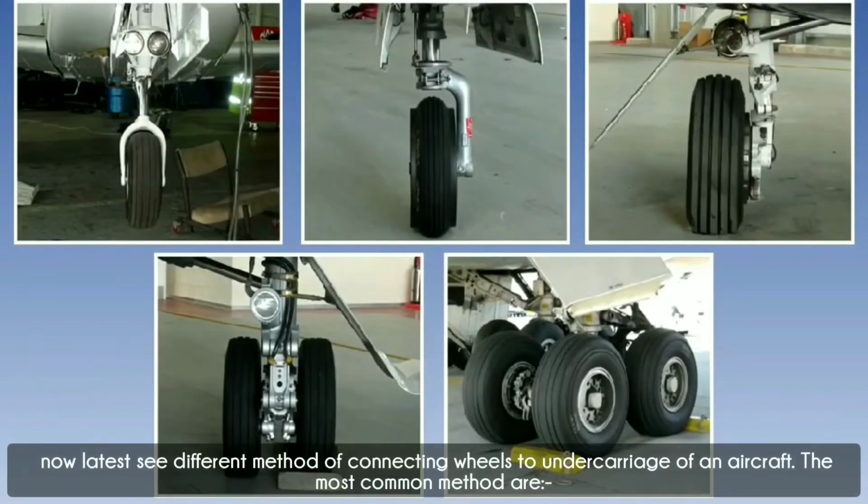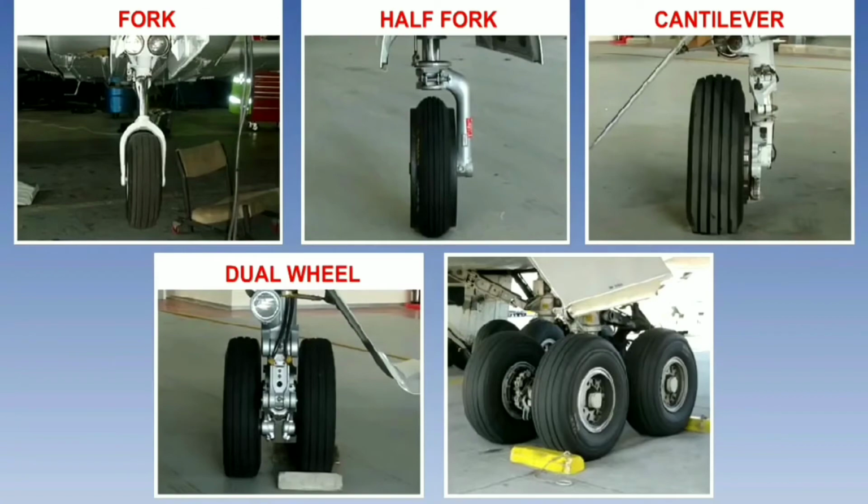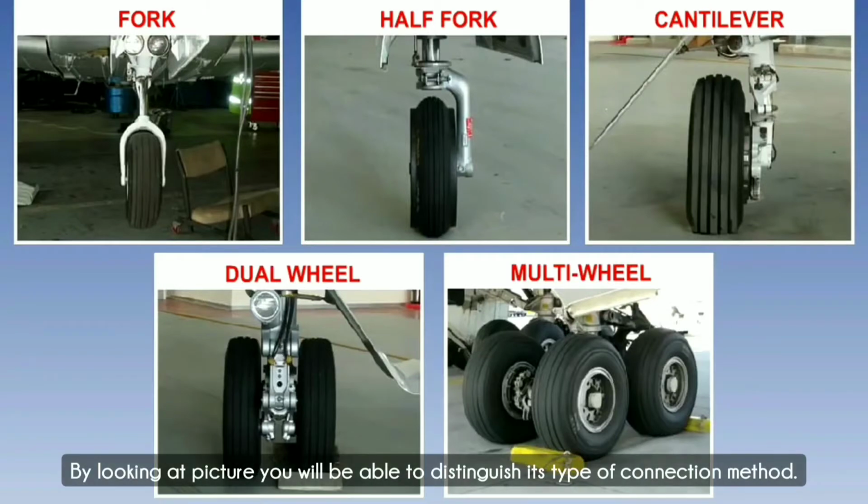Now, let us see different methods of connecting wheels to the undercarriage of an aircraft. The most common methods are fork, half fork, cantilever, dual wheel, and multi-wheel using a bogie or truck. By looking at the picture, you will be able to distinguish each type of connection method.